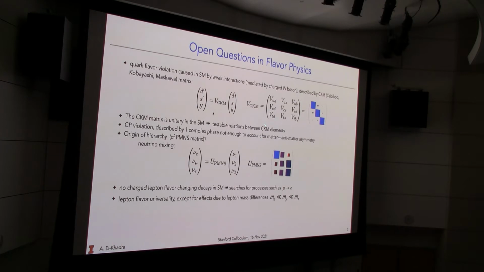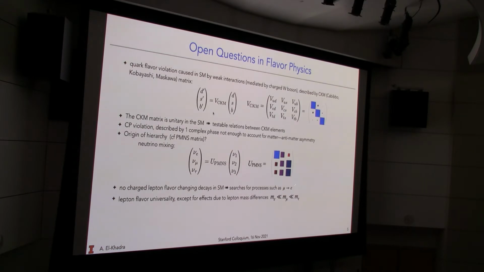This is a unitary matrix, so that means that there are lots of testable relations amongst the matrix elements, and that's a very active area. And it has a distinct hierarchy, the matrix itself, and what is the origin of this hierarchy, and is it connected to the fermion mass generation hierarchy observed?